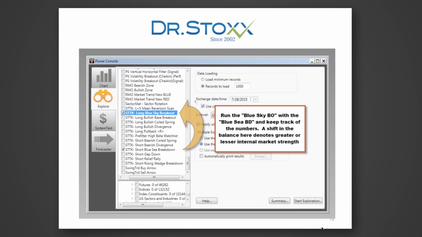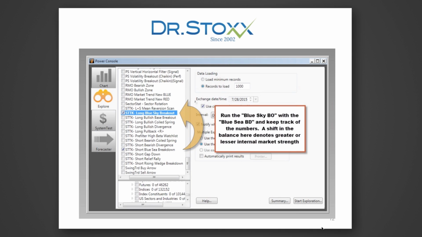Now, if you run both of those explorations on, let's say, all optionable stocks, or all NASDAQ stocks, or all New York Exchange stocks, every day you'll come up with stocks that pass both of these. But you're going to see that on some days you'll have far more breakouts than breakdowns, or on other days far more breakdowns than breakouts.